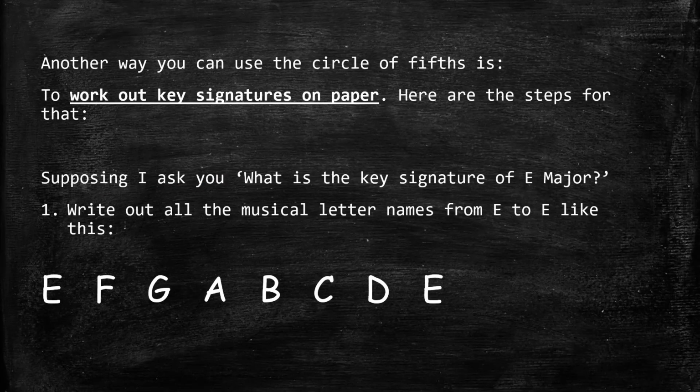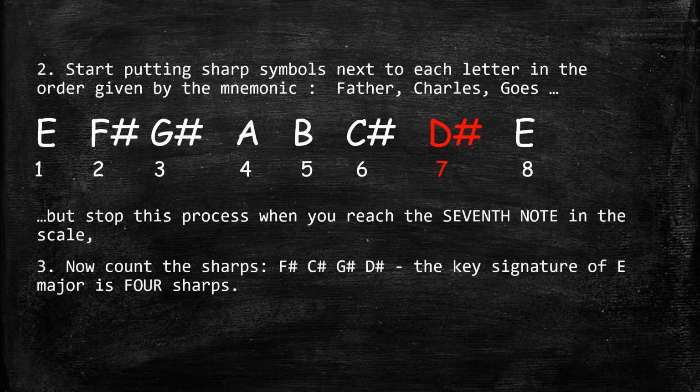Another way you can use the circle of fifths is to work out key signatures on paper. Here are the steps for that. Supposing I asked you, what is the key signature of E major? First, write out all the musical letter names from E to E, like this: E, F, G, A, B, C, D, E. 2. Start putting sharp symbols next to each letter in the order given by the mnemonic. Father Charles goes. But stop this process when you reach the 7th note in the scale.